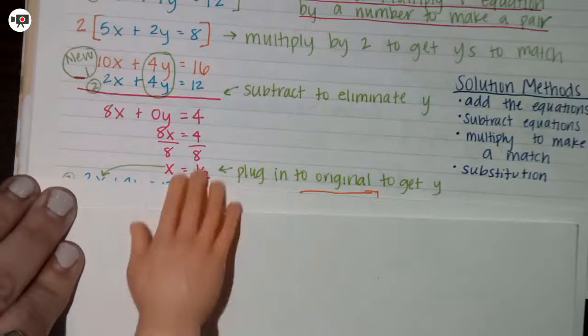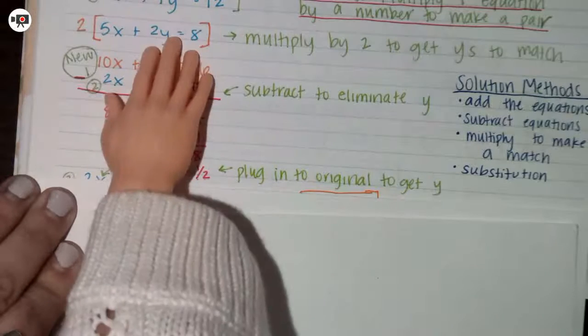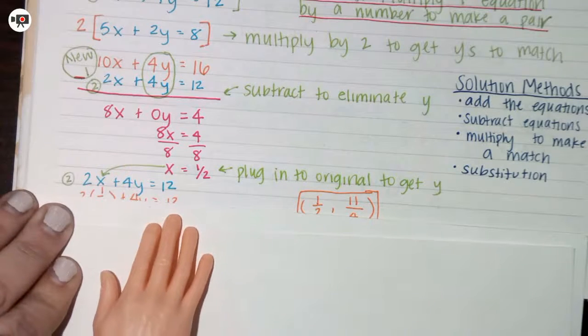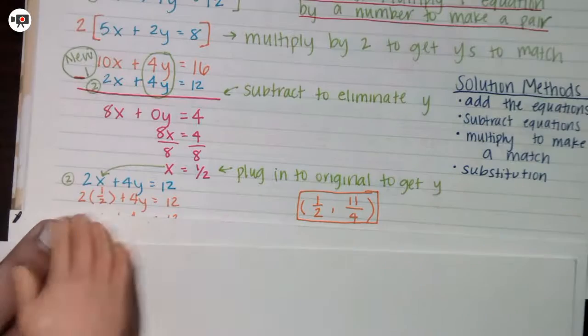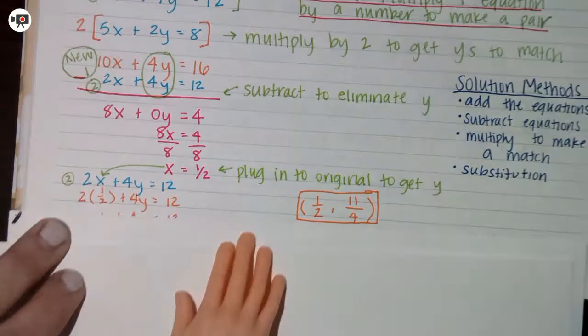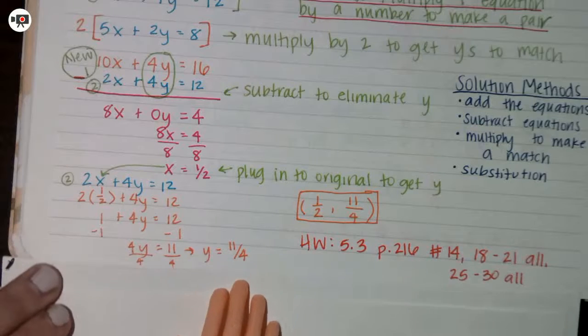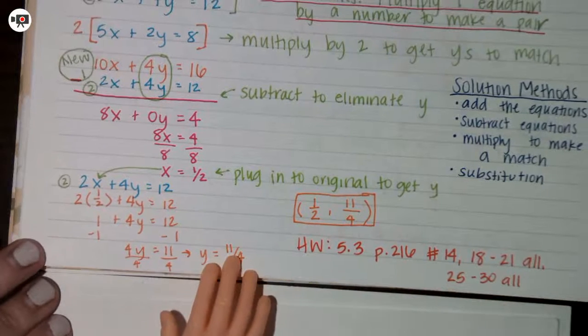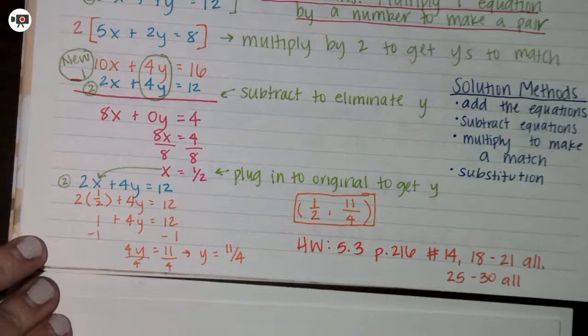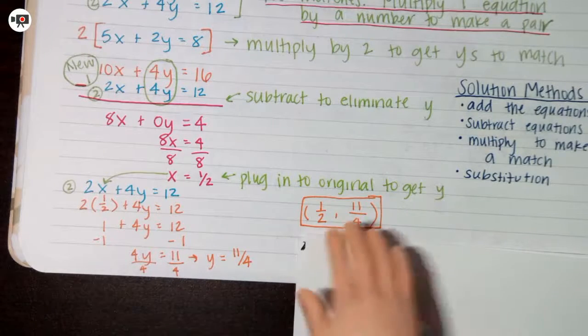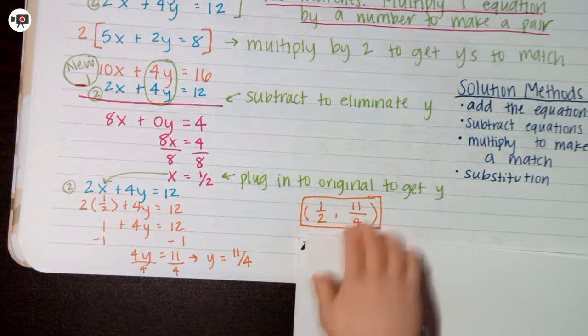Now I plug this half into an original to get my y. I'm going to plug it into the second one. For no reason, it just looks a little easier. So I have 2 times a half plus 4y equals 12. That is 1 plus 4y equals 12. Get y by itself, and y equals 11 over 4. So take my x value and my y value, put them together in one point, and this is my answer.